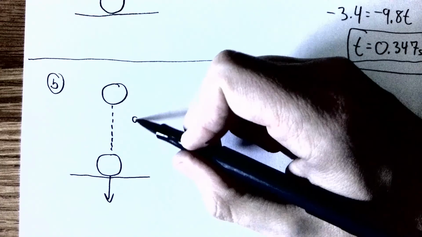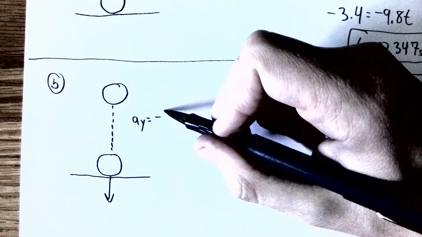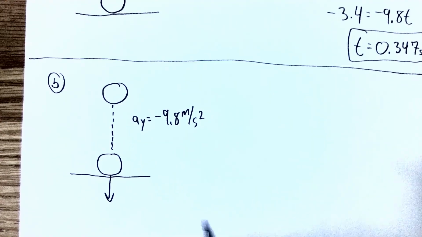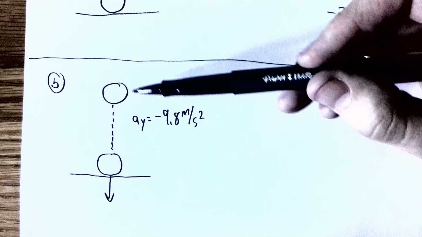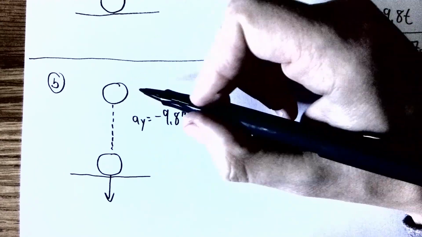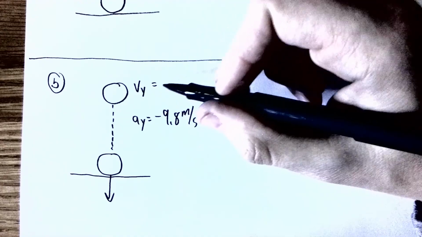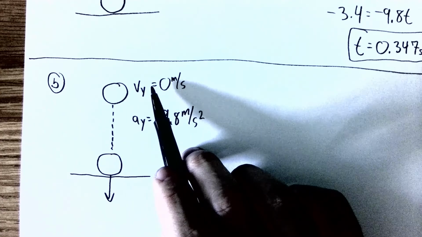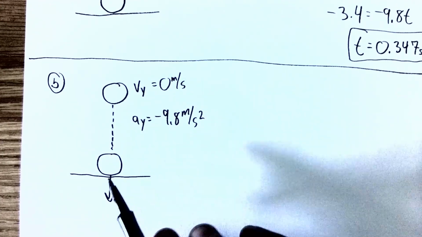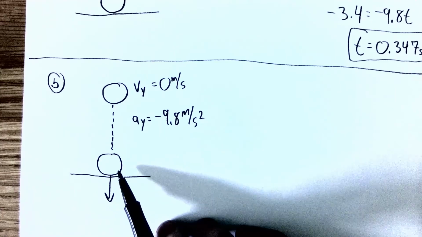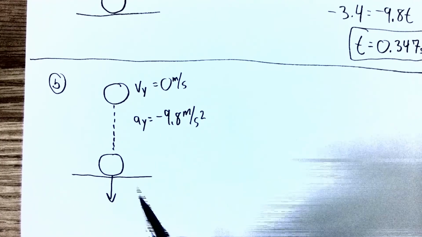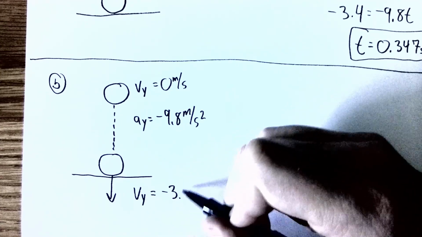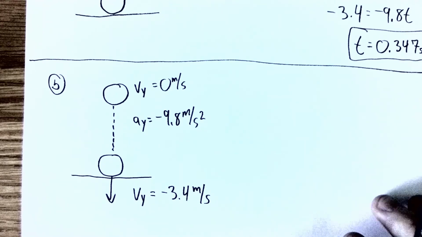Speaking of gravity, well, we know Ay is negative 9.8. At max height, what's our velocity? 0. So Vy is 0 meters per second. In a second, we'll have to figure out if that's initial or final, but let's just get to this last part. It left the ground with a velocity of positive 3.4. So what does it return to the ground with? Negative 3.4. And that's all the information we have.